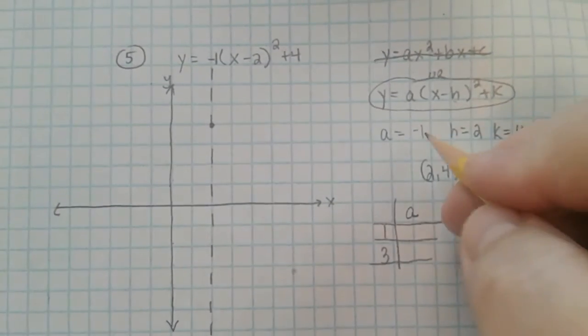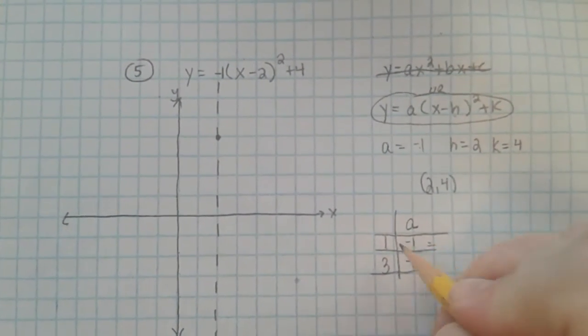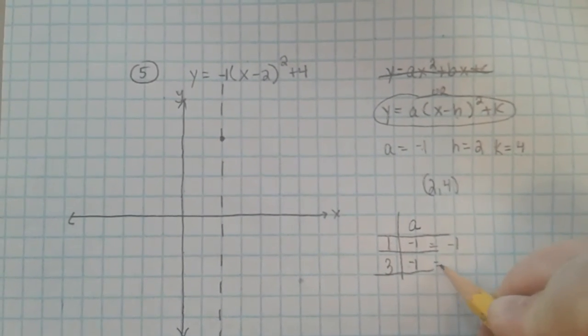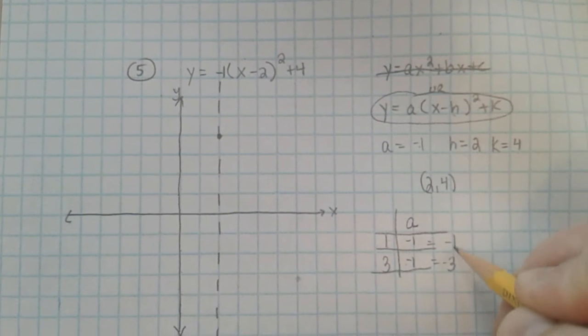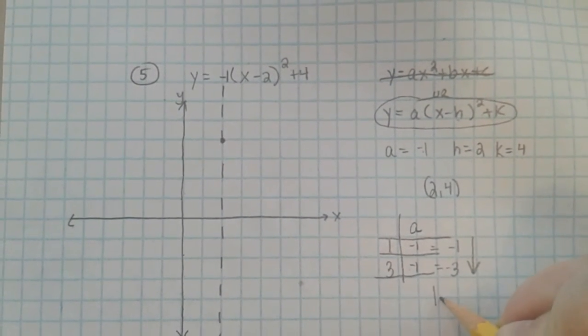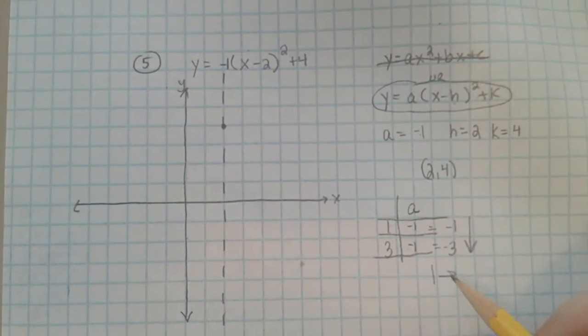We take our A value, which we said was -1, and we're going to multiply going across. 1 times -1 is -1. 3 times -1 is -3. We can see these vertical changes are negative, so that means go down. We always go 1 to the right. It doesn't matter what any of these other numbers are. It's always 1 to the right.